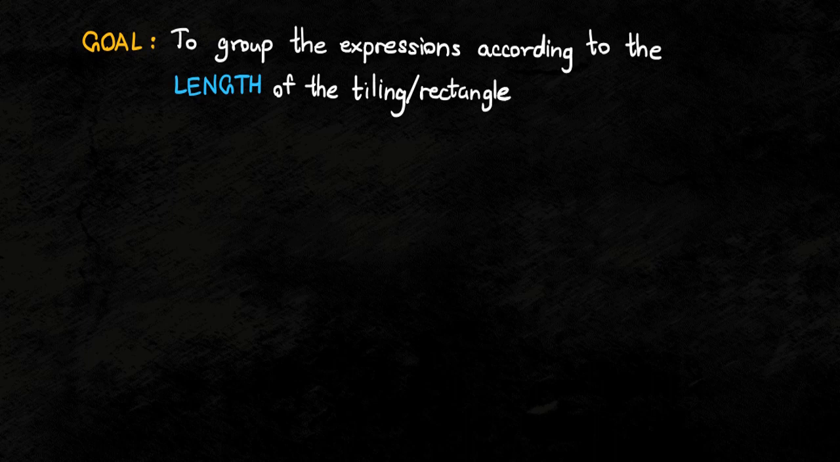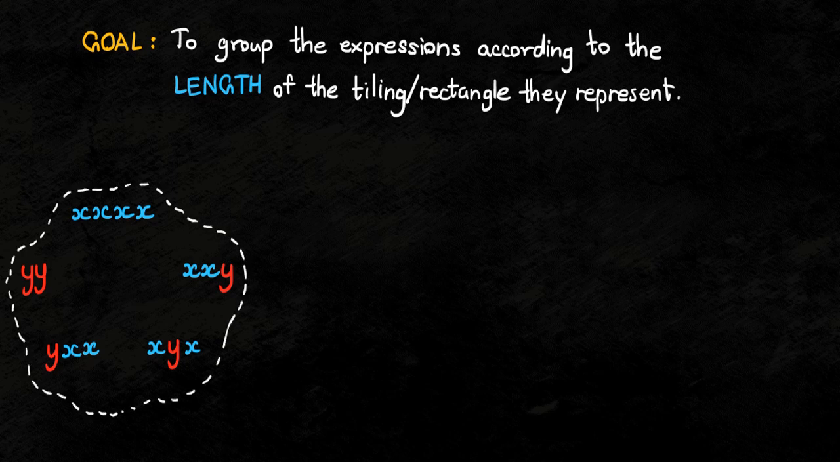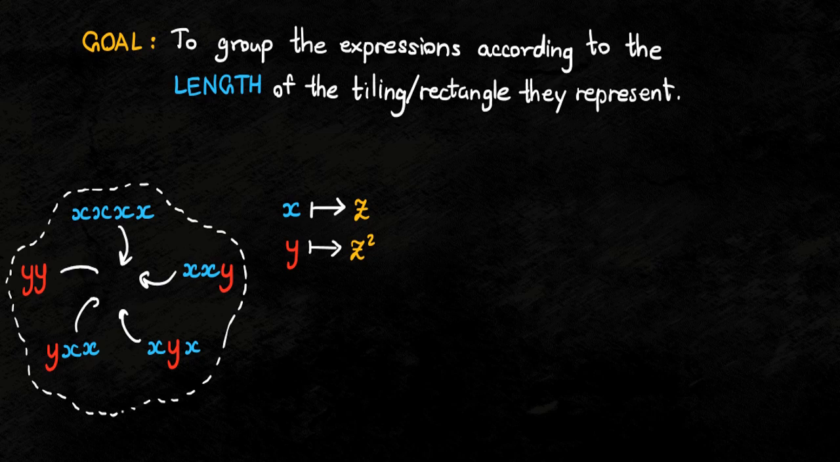Okay, what we want to do is to group the expressions in our bag corresponding to the total length of the tiles they represent. For example, we want these 5 expressions to be grouped together because they all represent the tiling of a 1x4 rectangle. How can we do that? Well, by thinking of these symbols as if they're multiplied, we can simply substitute x equal to z and y equal to z squared. Then, all of these products will become one symbol, z to the power of 4.